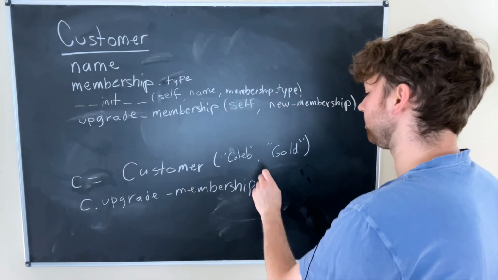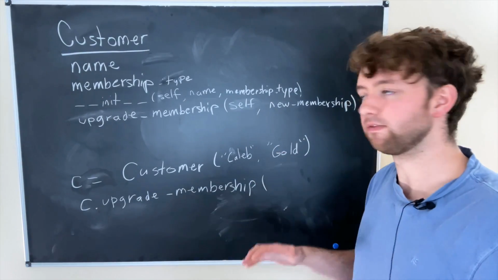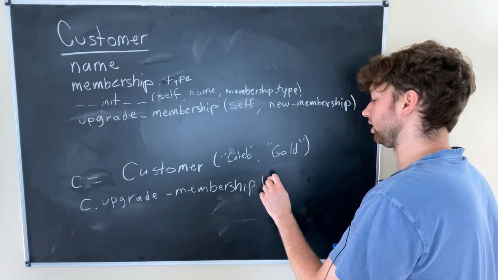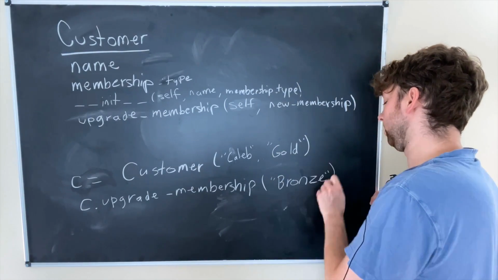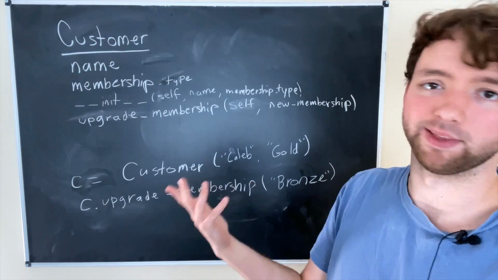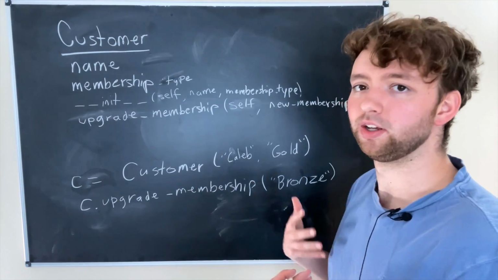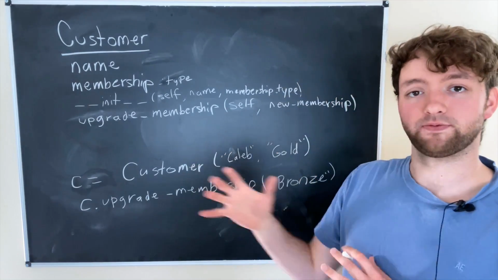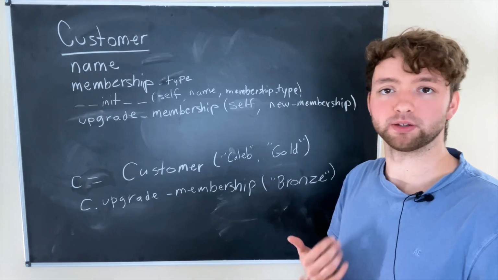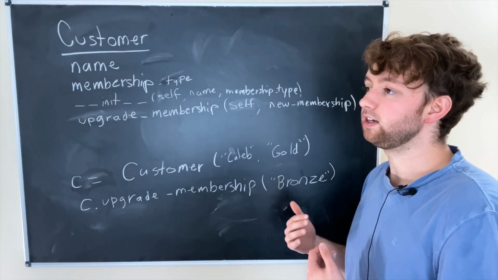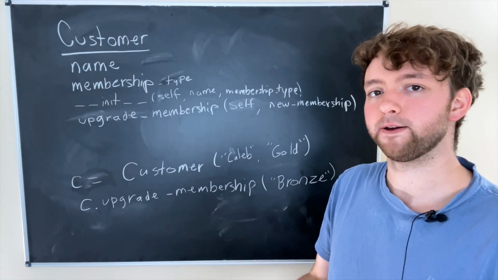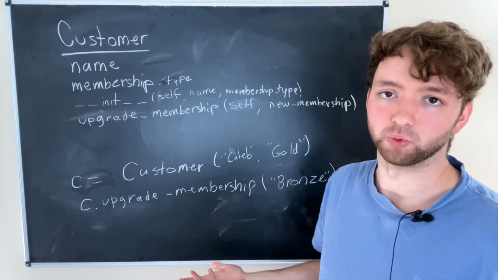Now, as for the arguments, the self is always implicit. You never have to pass anything in for that, so skip it. For the new membership, we could put something like bronze. And as for the actual functionality, what does this method do? That's ultimately up to you, but as an example, it could figure out what to charge the person, because if I'm downgrading my membership, maybe I need to get a refund. And then it could invoke our billing system to do that and return whether it worked or not.